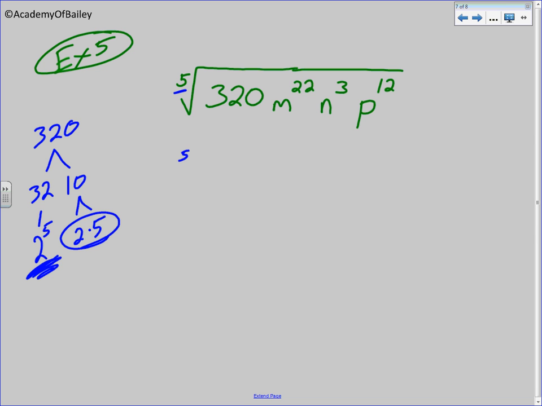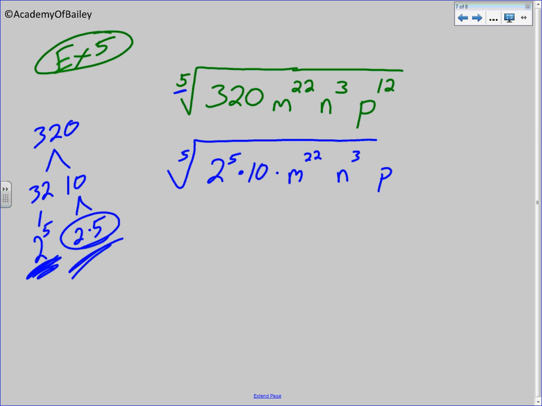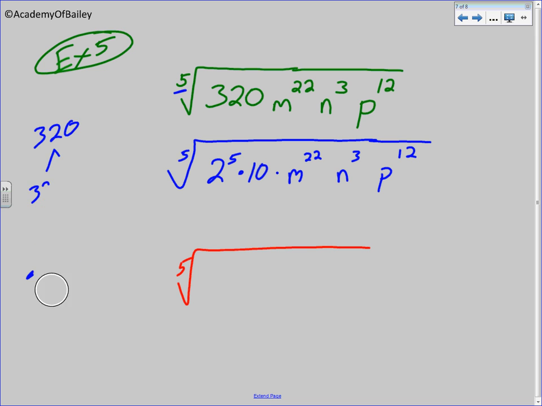These two will just get multiplied back into becoming 10 by the end of the day. So we have a 5th root here. We have 2 to the 5th power and 10. I'm just going to put 2 times 5 back as 10. And m to the 22nd, n to the 3rd, and p to the 12th. And let's see what we can bring outside here. Of course, 2 to the 5th power will come out as a 2, because there are 5 of them. 10 is just 2 times 5. There's no groups of 5 of anything in there that we could pull out. So we've dealt with this one also.